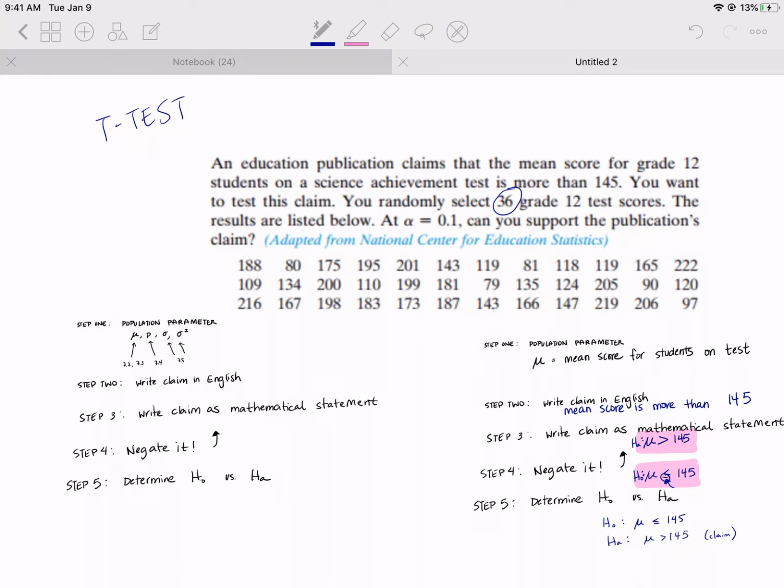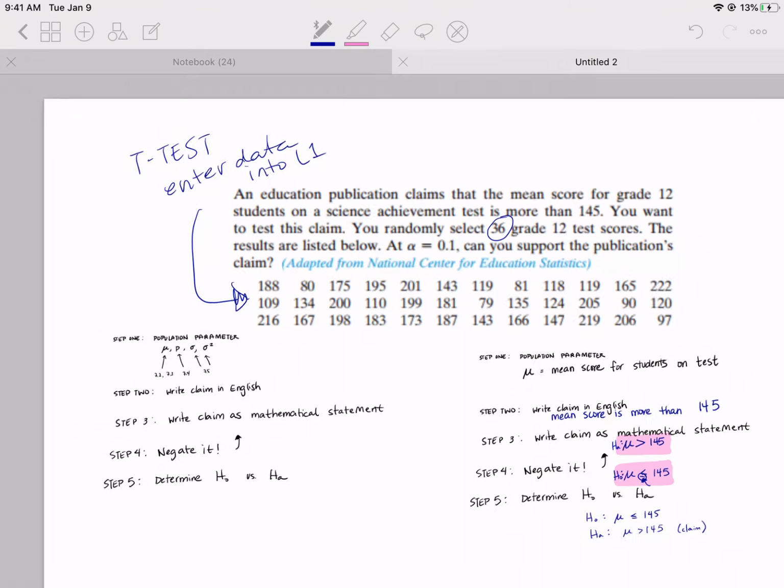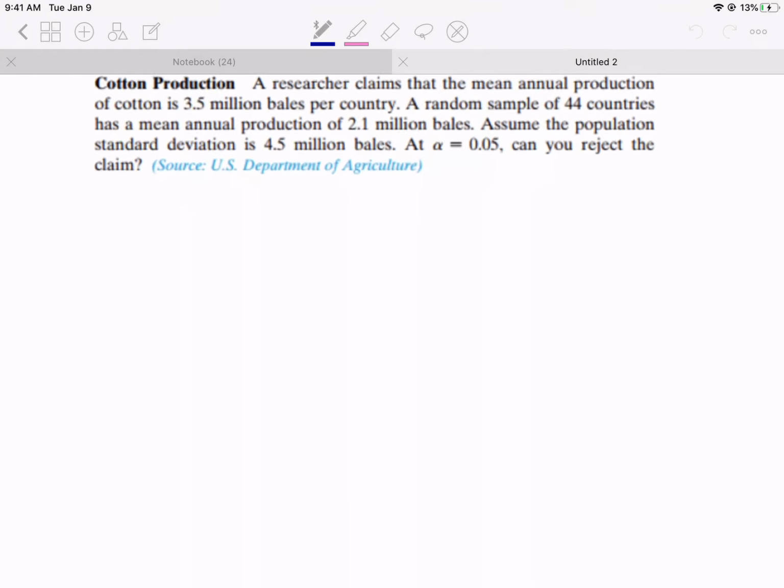And with this t-test, we would enter the data into L1. Then when we do a t-test, instead of going over to stats, we would just hit data and tell the calculator to use the data from L1 with a frequency of 1 and perform the hypothesis test that way. Okay, all right, let's look at this one.